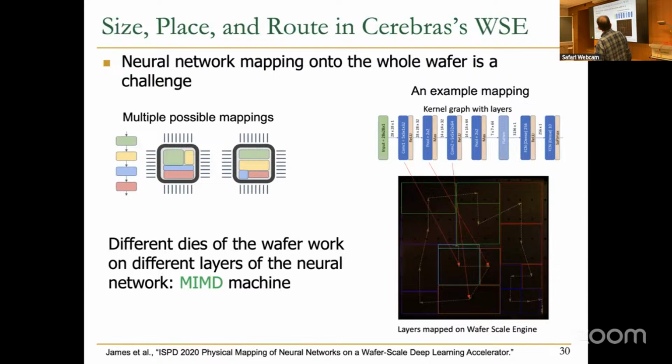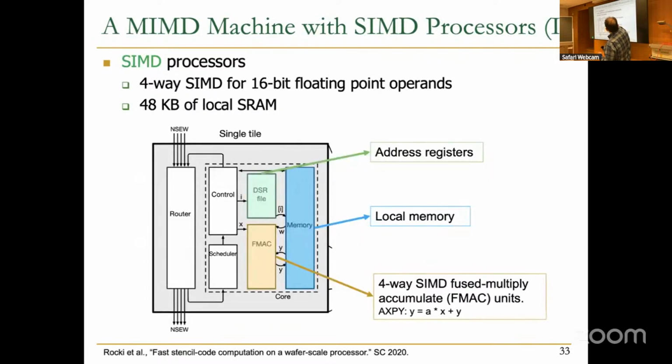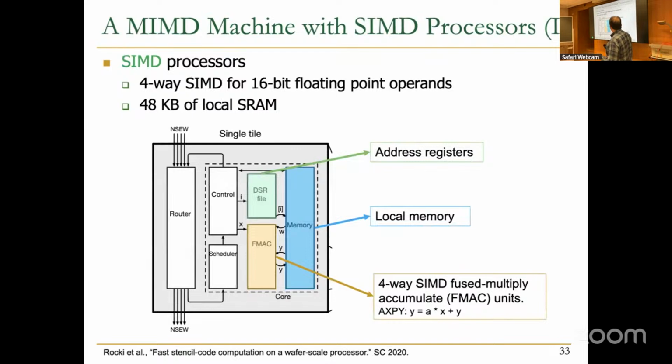Because this architecture is considered MIMD, multiple instruction, multiple data, since each tile and each die is doing computation on different layers of the neural network. But underneath, each of these elements is actually a SIMD engine. So you have a MIMD machine with distributed memory, connected with a 2D mesh interconnection fabric, but essentially a MIMD machine with SIMD processors. Each of these small dies is actually a SIMD machine, which is quite exciting.